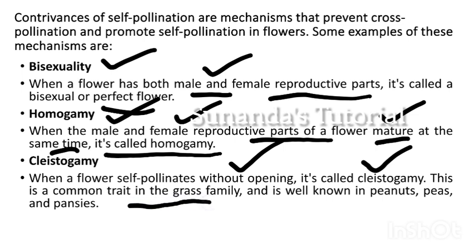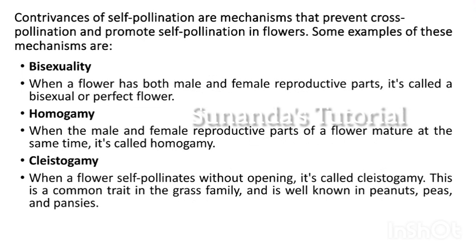This is a common trait in the grass family. Another plant is Commelina benghalensis. They have two types of flower. One is cleistogamous flower, one is chasmogamous flower. Chasmogamous flower is the normal one which opens after maturity, but they have some cleistogamous flowers also. They do not open even after maturity. So self pollination is obligatory there. So these are some contrivances or adaptations of self pollinating flowers to avoid cross pollination. It is about the contrivances of self pollination.